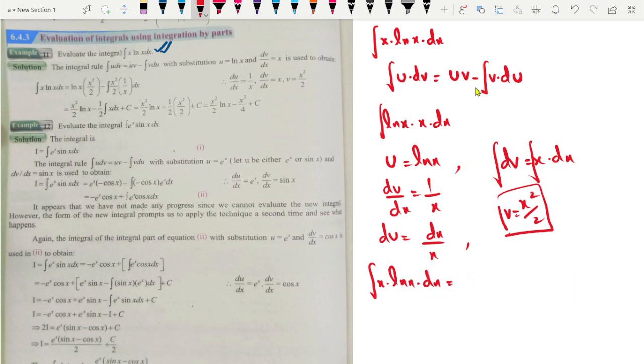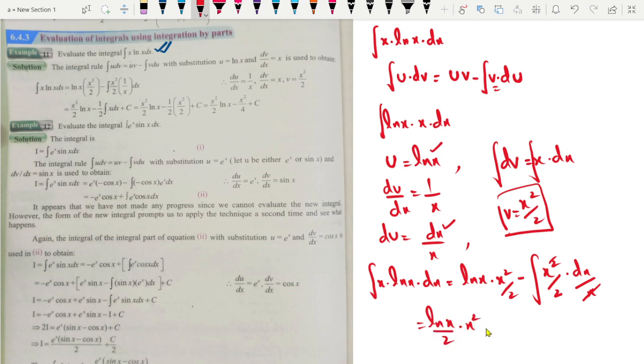Putting all the values, the integral of x natural log of x dx is equal to u into v. What is u? u is equal to natural log of x, into v, v is equal to x square divided by 2, minus the integral of v, v is equal to x square divided by 2, and du is equal to dx divided by x. One x is cancelled, and this will become natural log of x divided by 2 times x square, minus 1 divided by 2 as a common factor, and the integral of x dx.